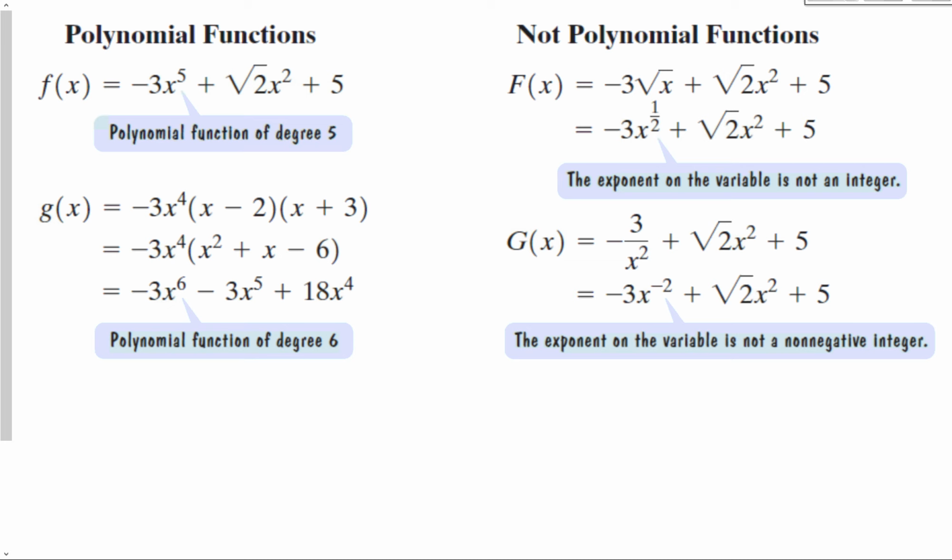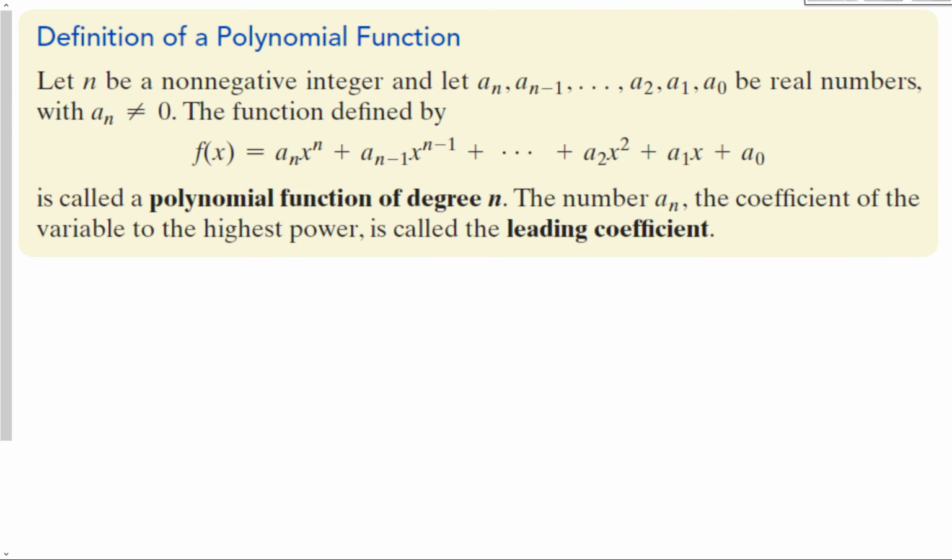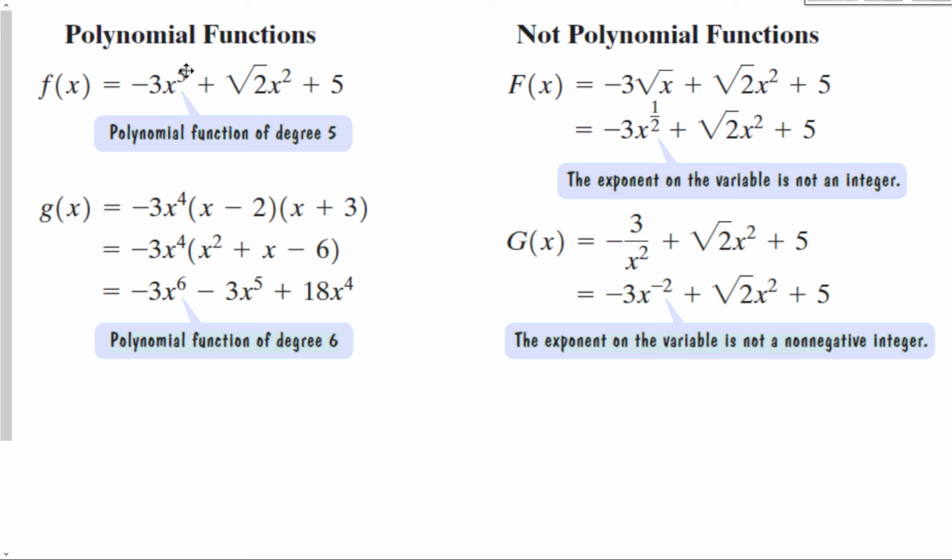So what is a polynomial function? Okay, well, we have to make sure that all of our coefficients in front here are real numbers, and n, the exponent, is a non-negative integer. So let's go back. So this is a polynomial of degree 5 because that's the biggest exponent. Are all of my coefficients real numbers? Yes. Are all of my exponents non-negative integers? Yes. So this first one is a polynomial function, right? It's a polynomial function of degree 5.